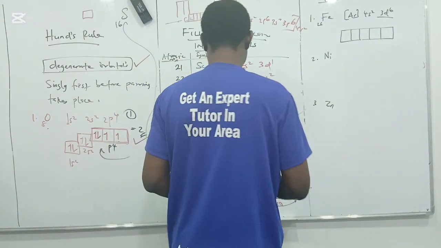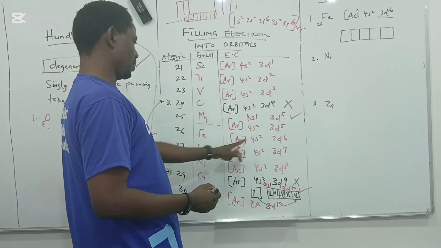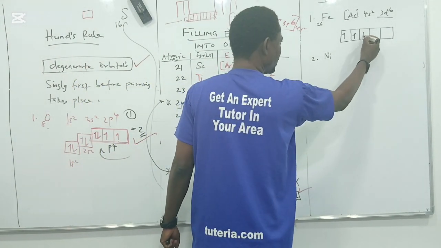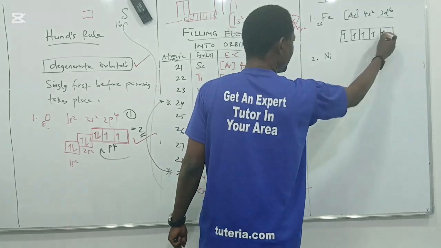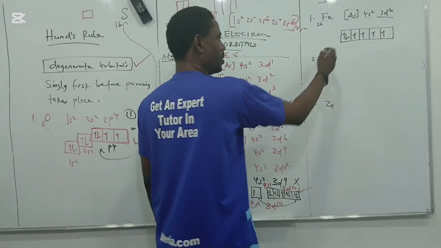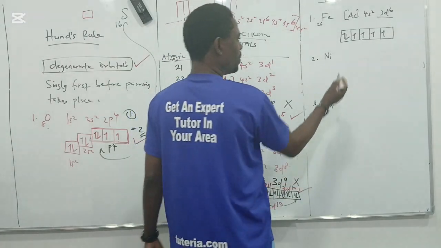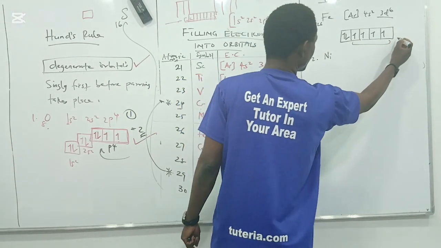Now we have d6 because it's iron. This is the configuration, so we fill it singly first before pairing takes place. That is d6. 1 2 3 4 5, then pair 6. So how many unpaired electrons do you have? The answer is 4.